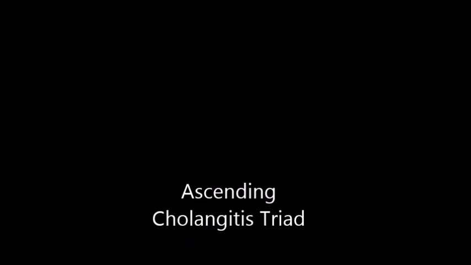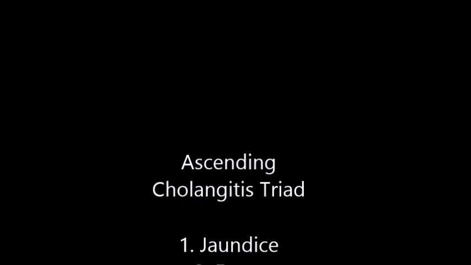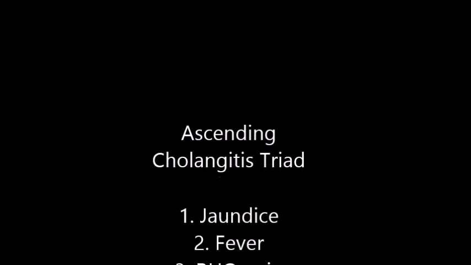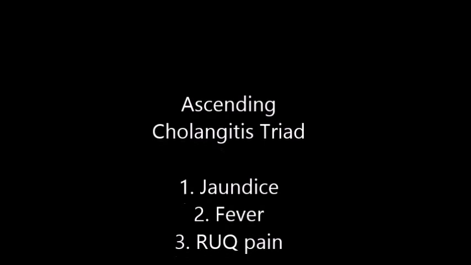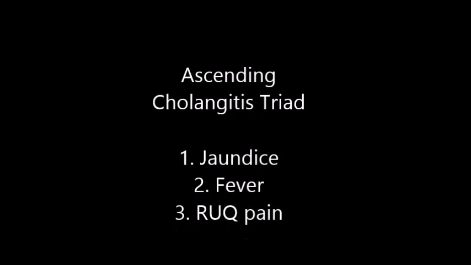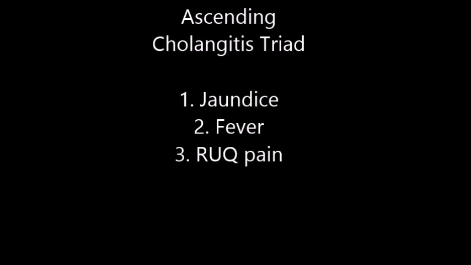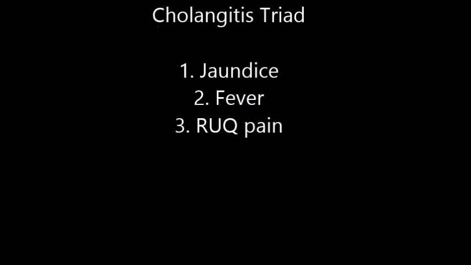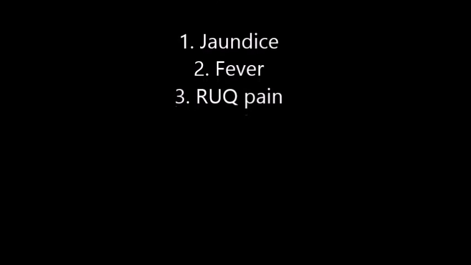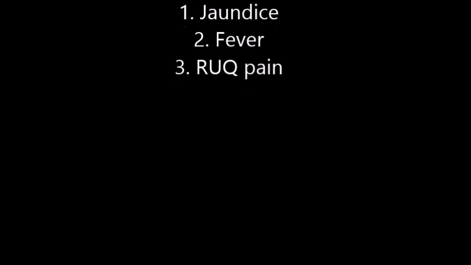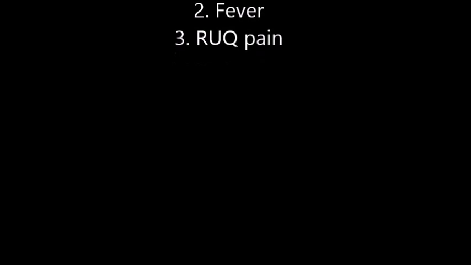Next is a triad for ascending cholangitis, which is also called acute cholangitis or simply cholangitis. It is basically an infection of the bile duct, usually caused by bacteria. It could be ascending from the junction or the duodenum, and it can also be a result of an obstruction by gallstones. The triad consists of jaundice, fever, and right upper quadrant pain. This triad is also called Charcot's triad, just like the MS triad, because it was discovered incidentally by the same person.